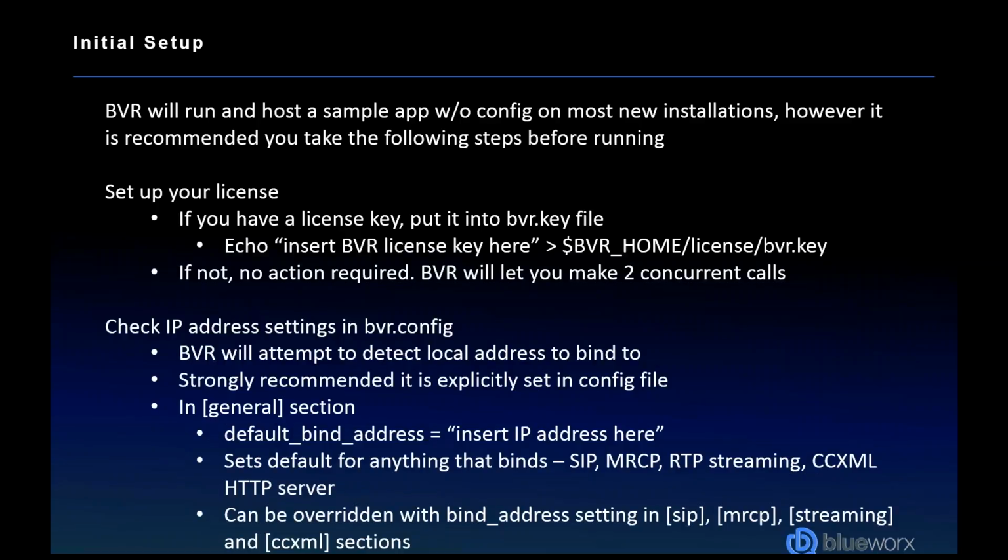The first thing to do, once you've installed it with rpm -i, is to set up your license. Obviously, if you have a license, you want that to go straight to the license key file, because otherwise you'll only be able to make one call. It just seems like PowerPoint has automatically capitalized the echo, so obviously don't copy-paste that command. So if you have a license key, put it straight into the file. If not, no action is required.